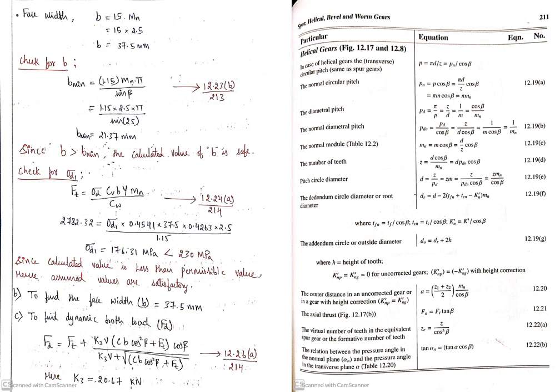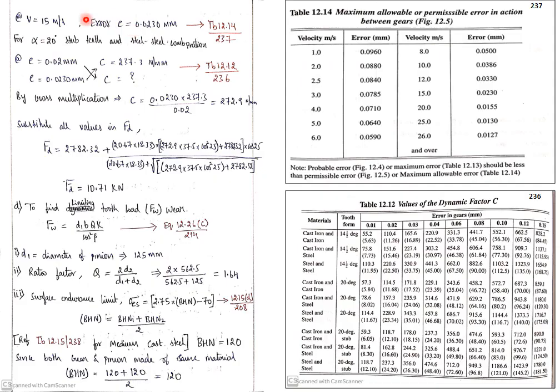Okay. Next is dynamic tooth load. We need to calculate it as in the previous problem. So here the velocity is known. Similarly, you need to take the error function. Okay. Here 15 is the velocity. So what is the error? 0.0230. This is the error.